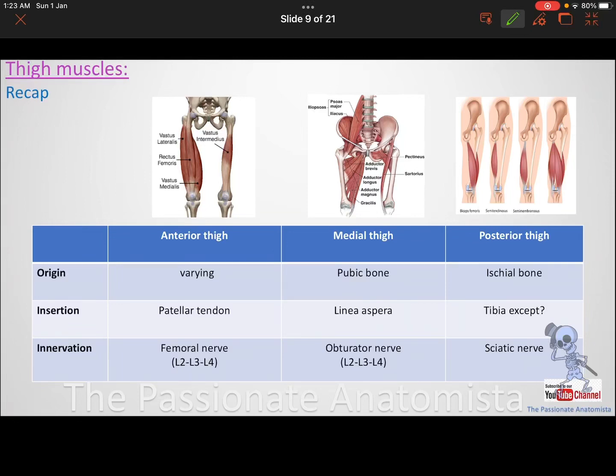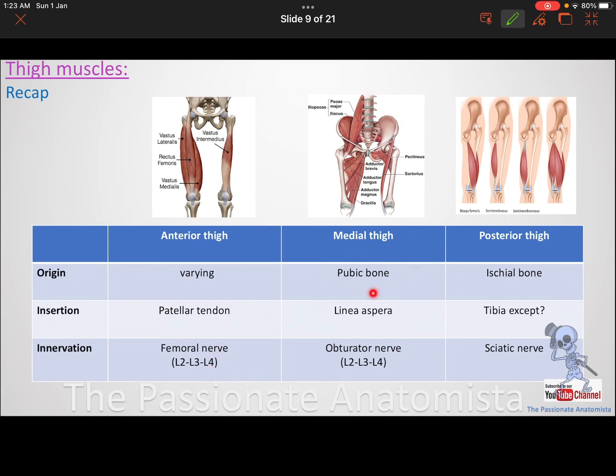Now let's just recap the thigh muscles. The thigh muscles, like we said, in the anterior thigh compartment have a varying origin, because we have the rectus femoris with two heads, one from the anterior inferior iliac spine, one from the acetabulum, and then you have the vastus medialis, lateralis, intermedius. They are all coming from the femur. They all go all the way and insert into the patellar tendon, and they are supplied by the femoral nerve.